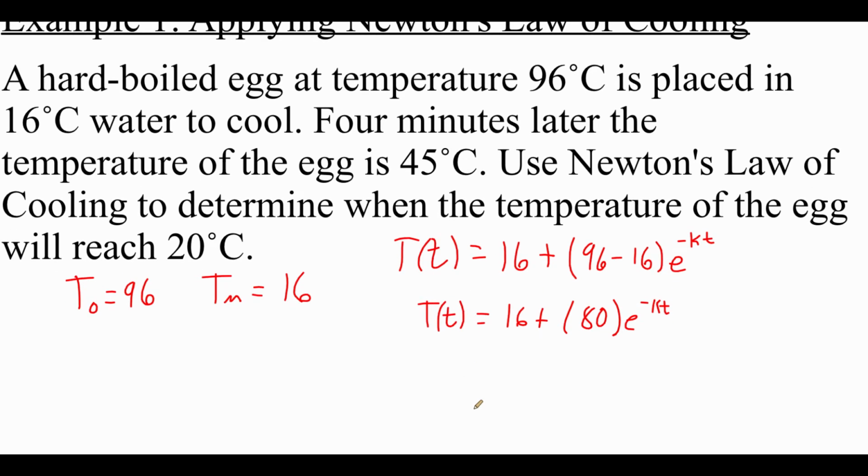Now, based on some of that information, we know that after 4 minutes the egg has cooled to 45 degrees. So we can actually take that and plug that in to help us figure out what our k value is going to be. So this temperature on the left-hand side, that's where we're going to plug in the 45, equals 16 plus 80 e to the negative kt. Now, as far as our time goes, we know that that's 4 minutes, so we can plug in 4 there for our t value. So it's k times 4.